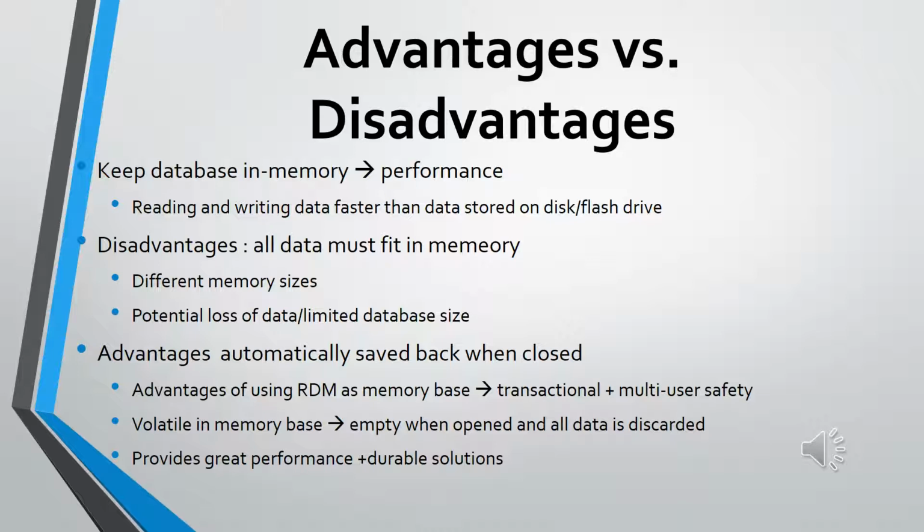Some of the advantages would be: a persistent in-memory database is loaded from a disk image when it is opened, and changes are automatically saved back when it is closed. A volatile in-memory database is empty when it is opened, and all data is discarded when it is closed. The third type is read on open, which automatically loads data from a disk image when opened, but changes are only written on demand. So to summarize, the advantage of using RDM as an in-memory database is that it provides transactional multi-user safety, where a shared memory solution requires a lot of work to do this. It also provides greater performance than durable solutions.